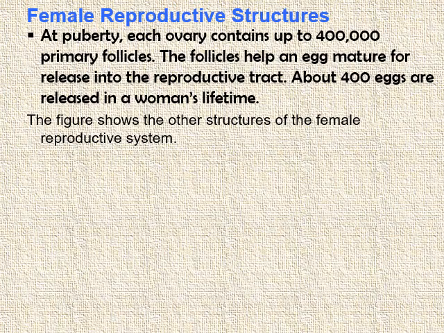At puberty, each ovary contains up to 400,000 primary follicles. The follicles help an egg mature for release into the reproductive tract. About 400 eggs are released in a woman's lifetime.